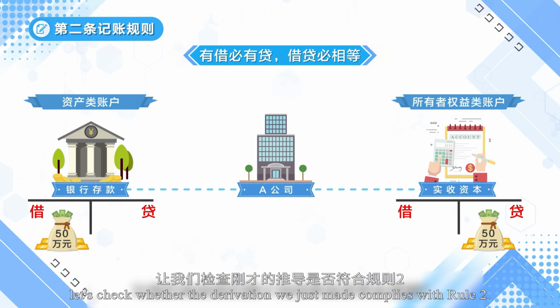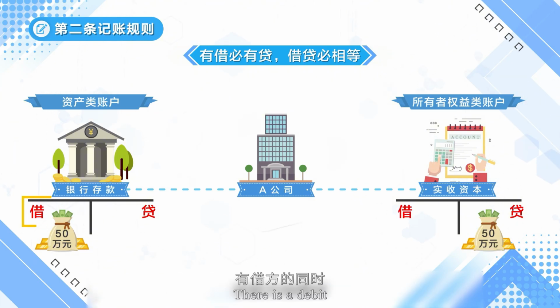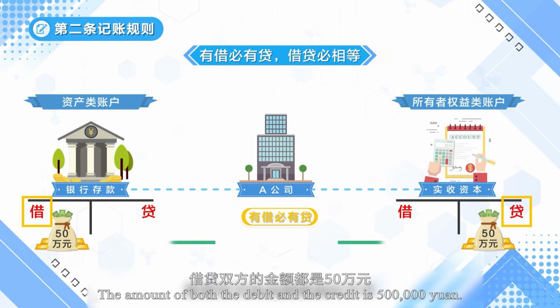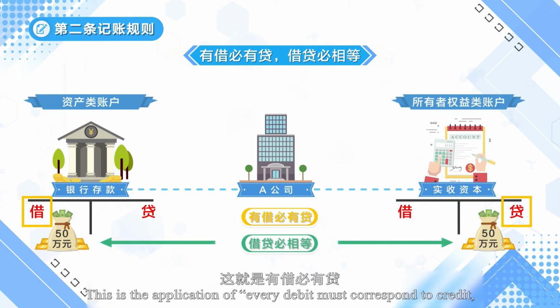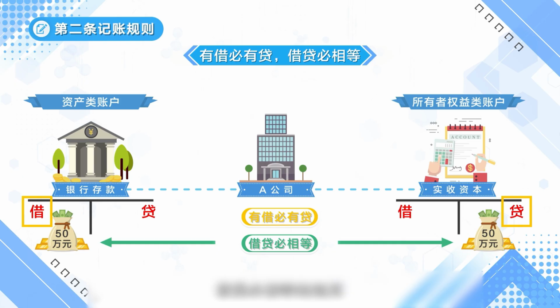Now, let's check whether the derivation we just made complies with Rule 2. There is a debit and a credit. The amount of both the debit and the credit is 500,000 yuan. This is the application of the rule that every debit must correspond to credit, and the debit and credit must be equal.